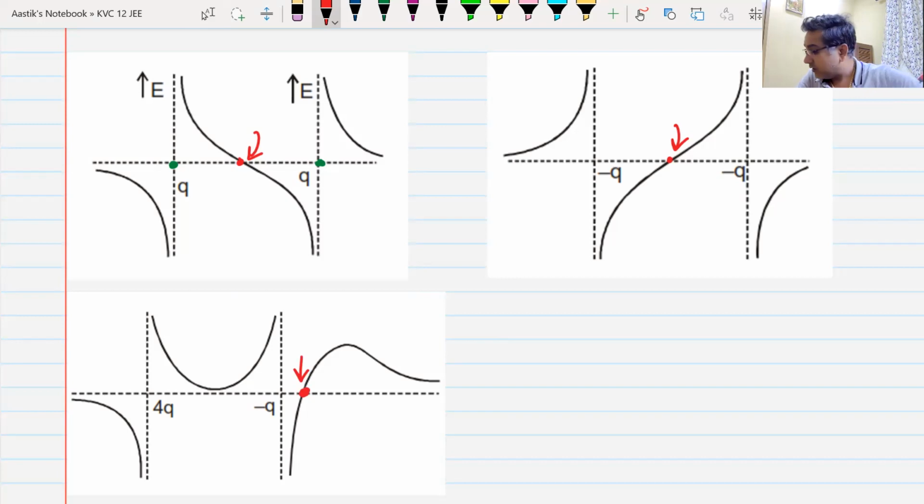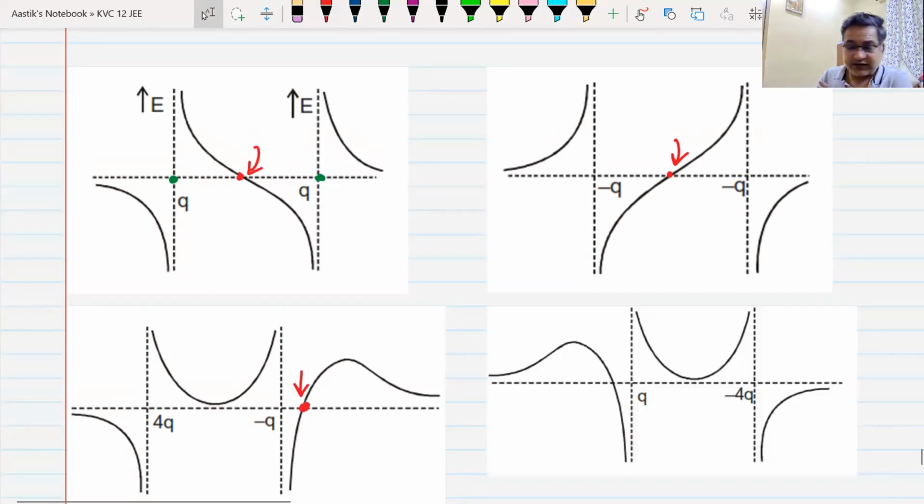This is the brother of this one, positive on this side and negative on the other side. You can see the entire thing has been reversed, and we have the charge like this. Everyone understands this, yes or no? Yes, sir.